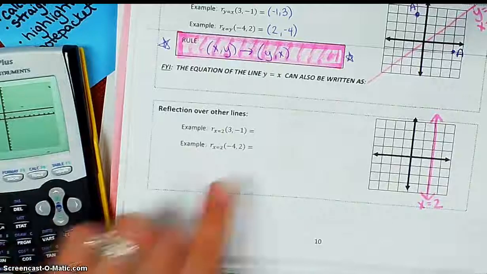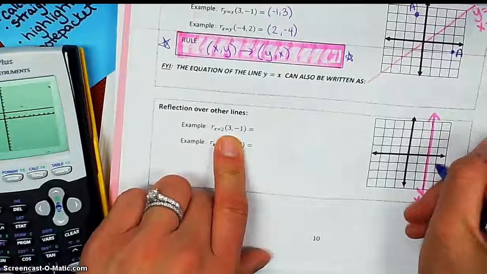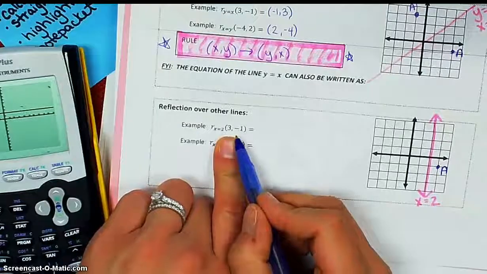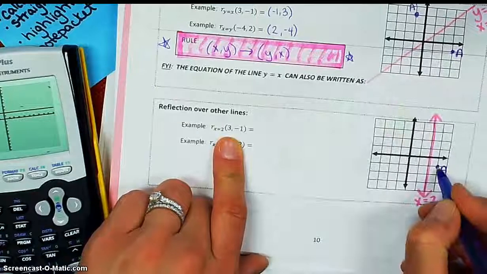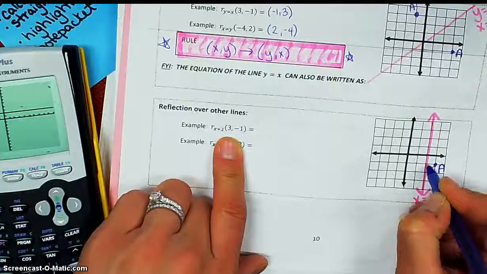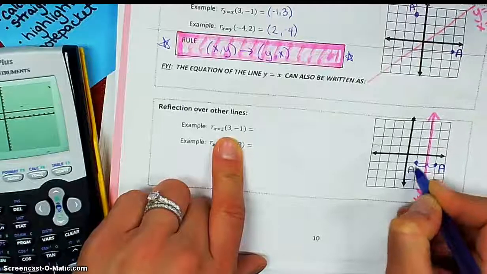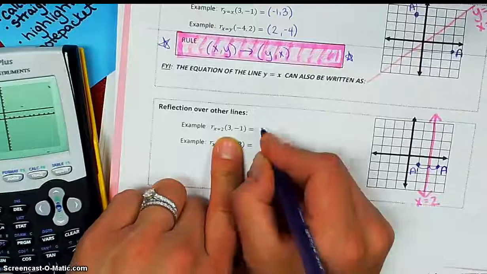Now I'm going to plot my point. So I'm starting with the point 3, -1. So here's my A. Now I want to plot its image. So again, we're going to flip it over this line. So I need to keep the distance the same. So I go over 1. So my image is also going to be over 1. And here is A prime. And that is the point 1, -1.